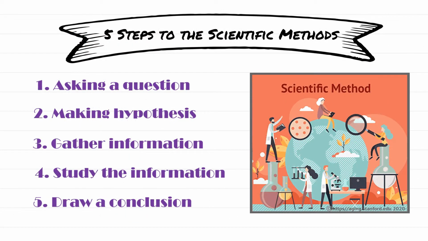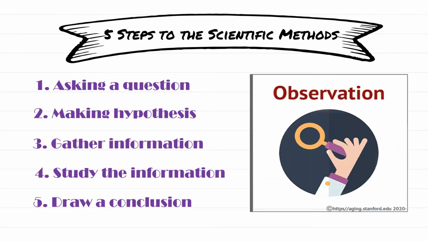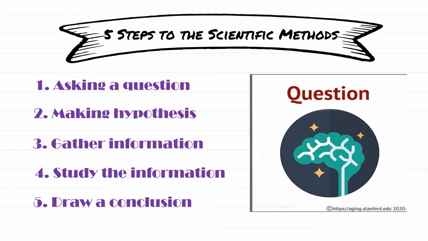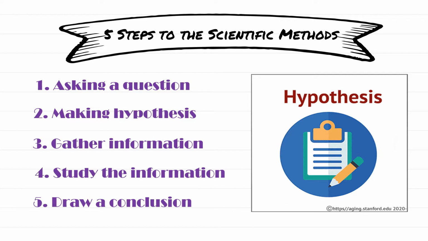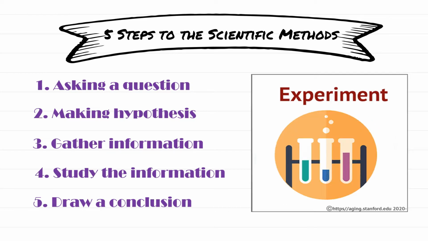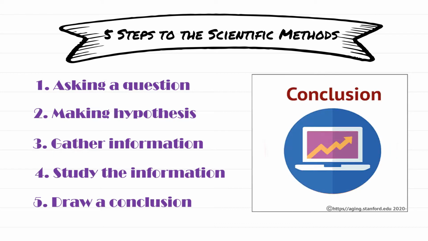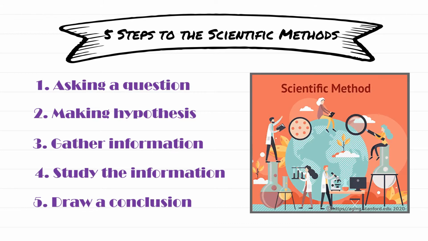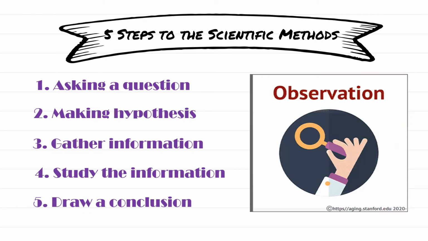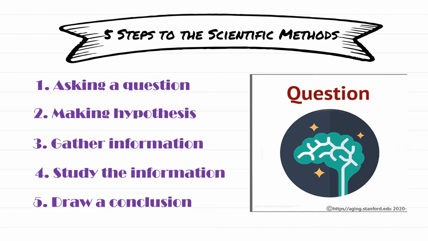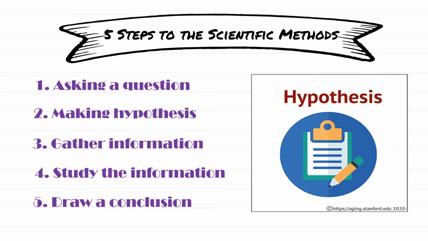Okay, now let's go to the 5 steps of the scientific method. What is the first step? Number 1, asking a question. Number 2, making a hypothesis. Number 3, gather information. Number 4, study the information. And the last one is draw a conclusion.